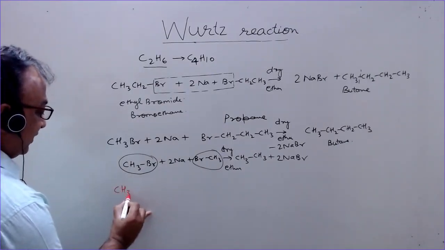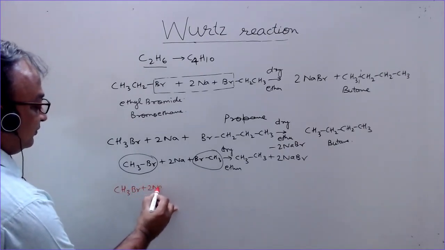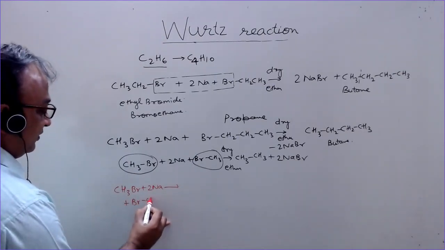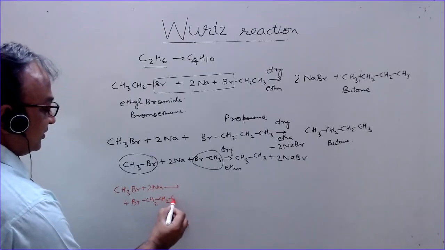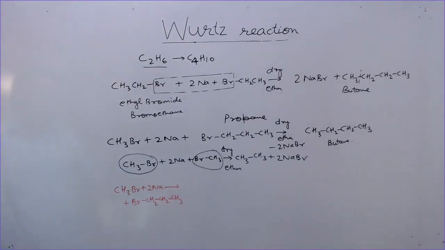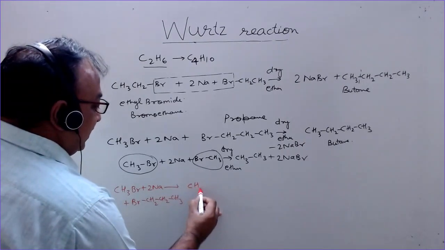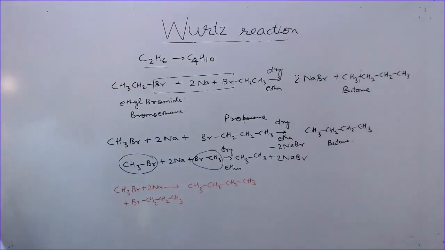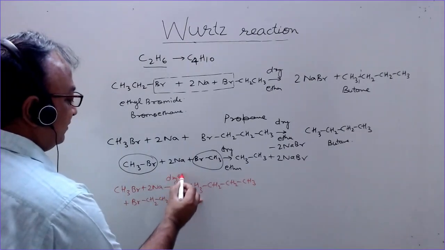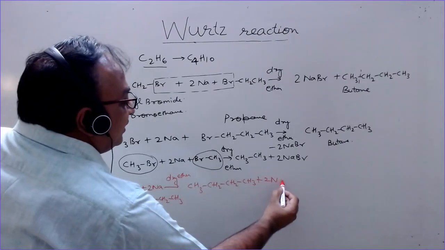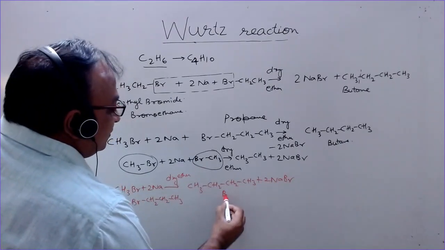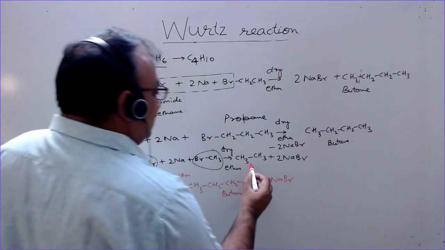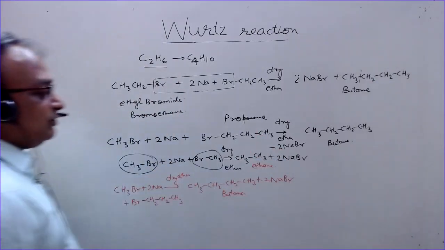Now what happens when the molecule of methyl bromide reacts with CH3CH2CH2Br, this is bromopropane or propyl bromide? When these two react, in presence of dry ether we get butane plus 2 NaBr. Here we also get ethane.